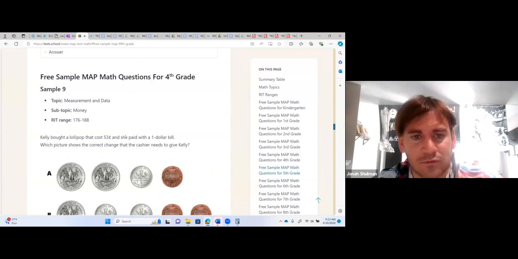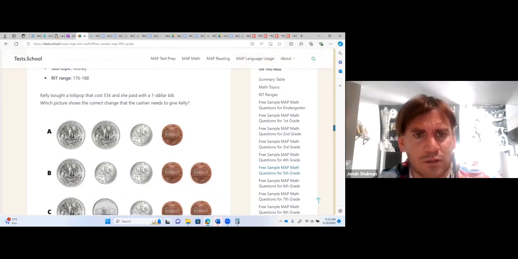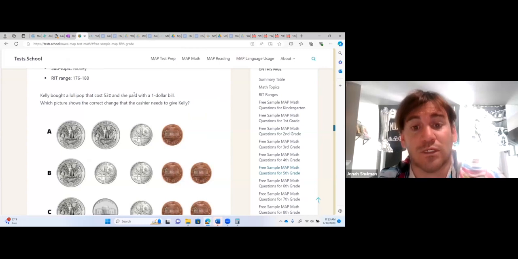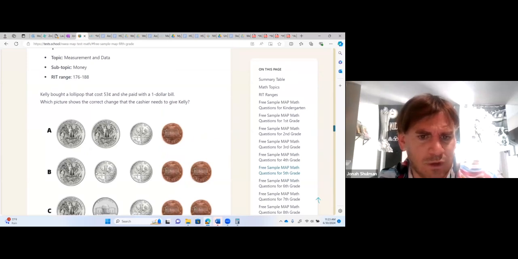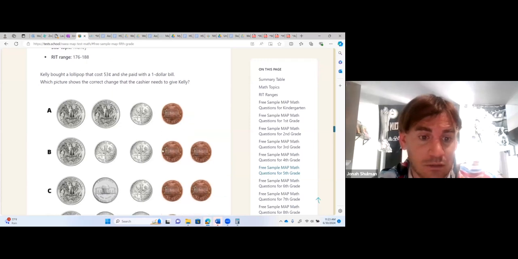What a lollipop that costs 53 cents paid with a $1 bill, which shows the change. Well, $1 minus 53 cents is 47 cents. So that's 25, 50, 61 cents. Nope. 25, 35, 45, 46, 47. I like B.